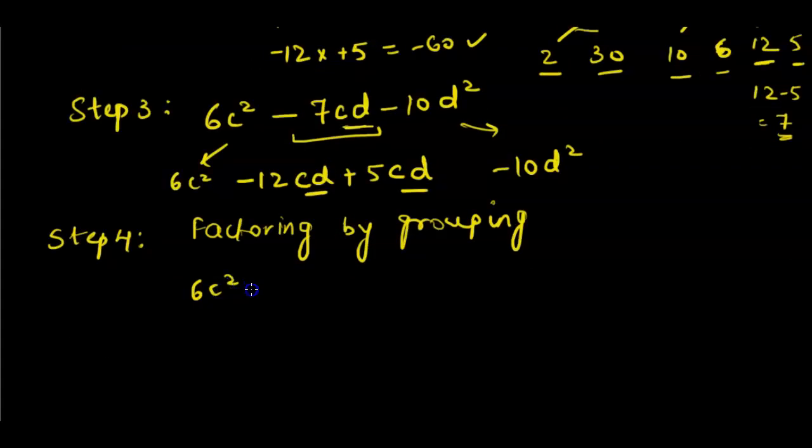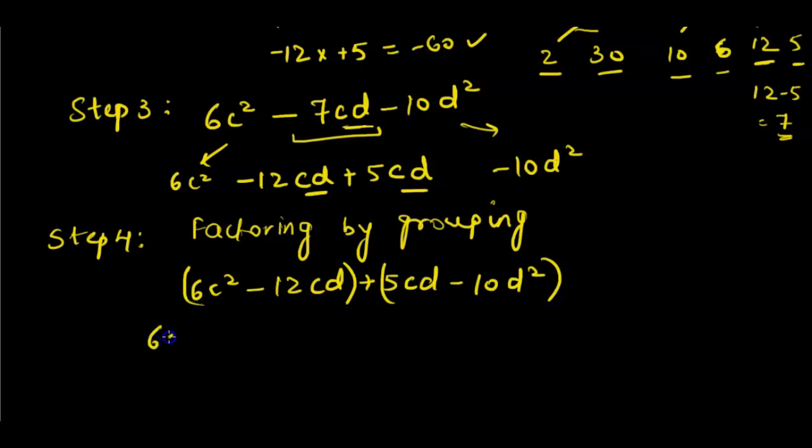We have 6c square minus 12cd plus 5cd minus 10d square, and we group the first two terms and the last two terms. In the first two terms, we see 6c is common. Take that out as common. We are left with c minus 2d. In the last two terms, we are left with 5d common. For the first term, we are left with c minus 2d.